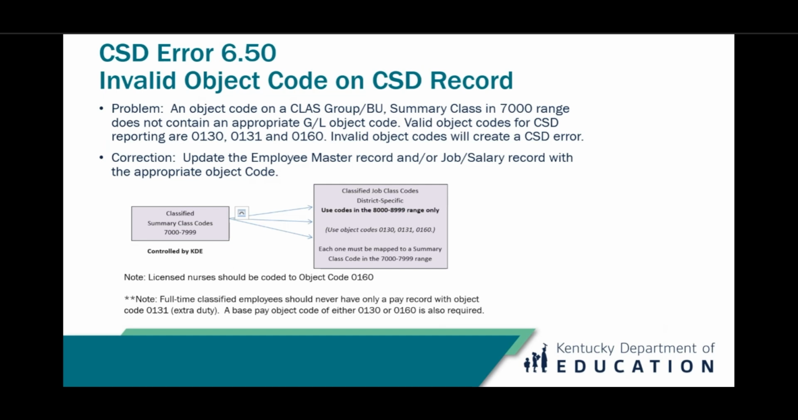And this is a graphic from the actual guides. It's in both the PSD and CSD guides. It shows you that a classified summary class code of 7,000 to 7999 uses object codes 0130, 31, and 60. So licensed nurses should be coded to object code 0160. And another note here is that full-time classified employees should never have only a pay record with object code 0131 extra duty. They need an 0130 or an 0160 for their base pay object code as well.